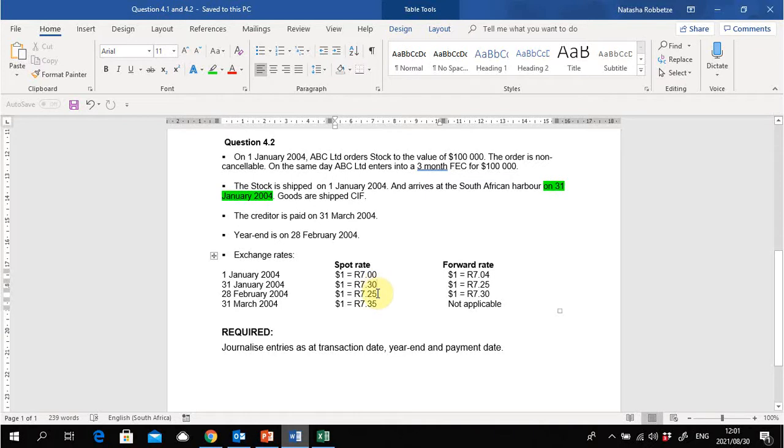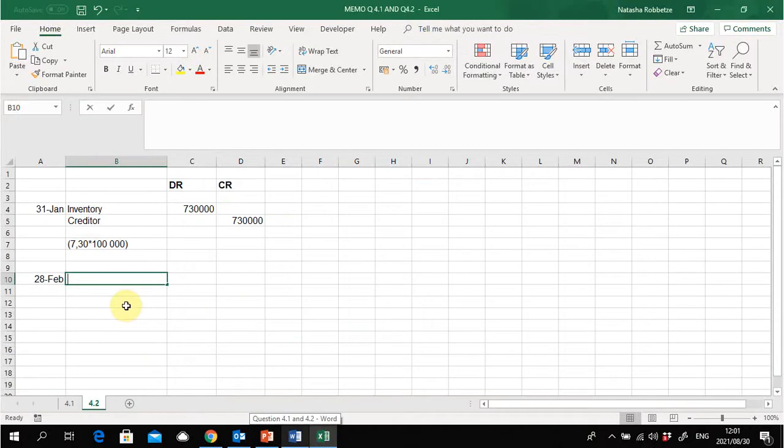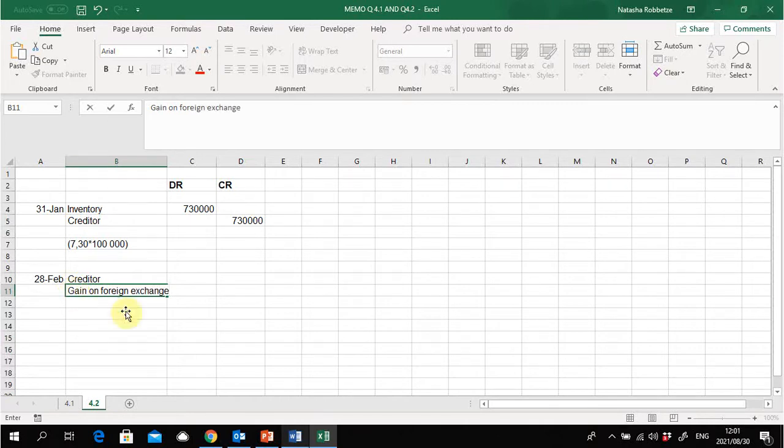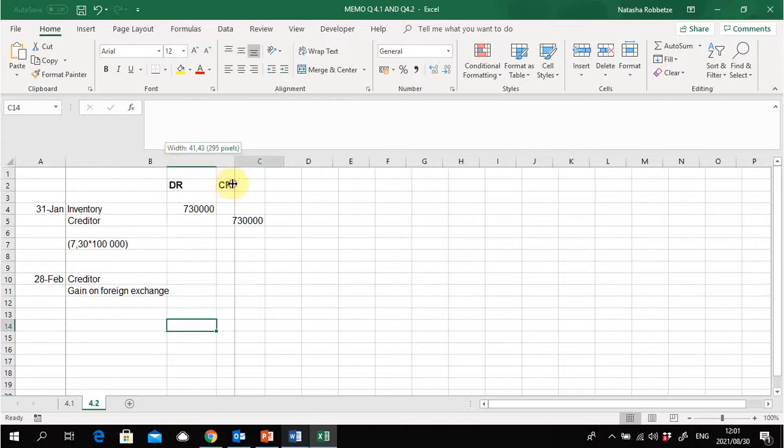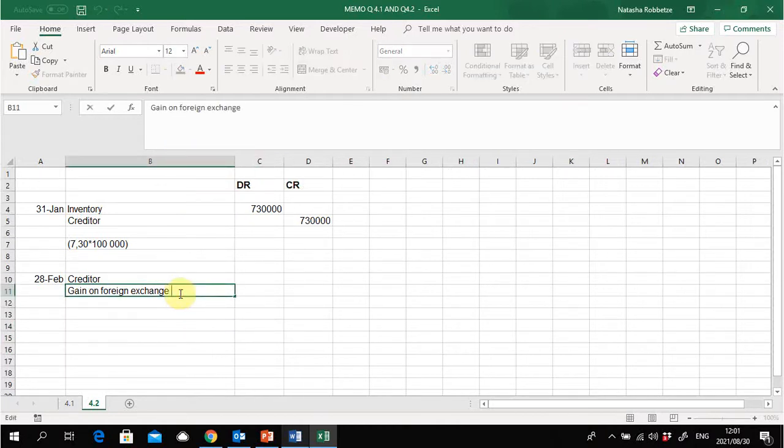So it used to be R7.30, I beg your pardon, and now it's R7.25. So it went down. So this is a gain on foreign exchange. So I'm going to recognize the gain against the creditor. I'm going to debit the creditor, and this is a gain on foreign exchange. Oh, look at that, poor spelling. And this is an item of profit and loss. So I'm just going to indicate it.